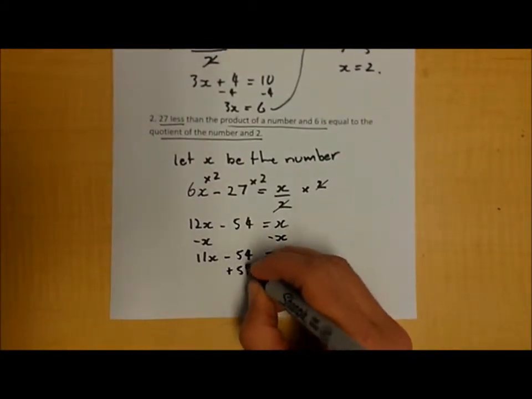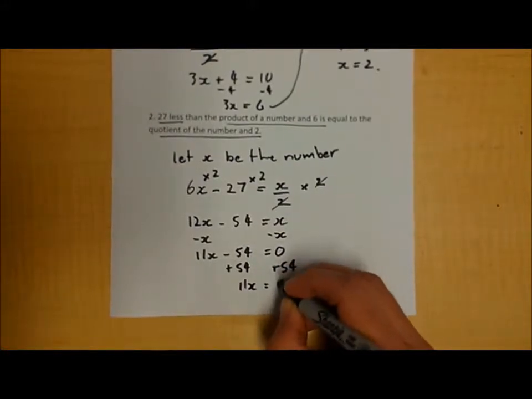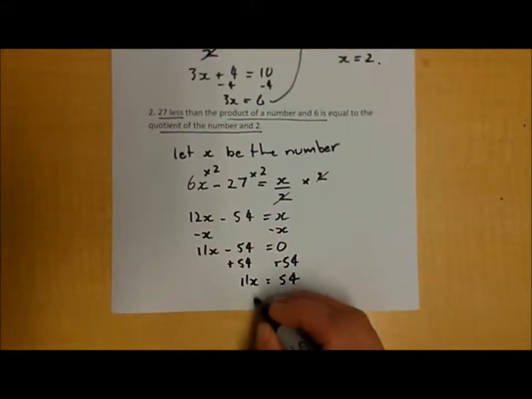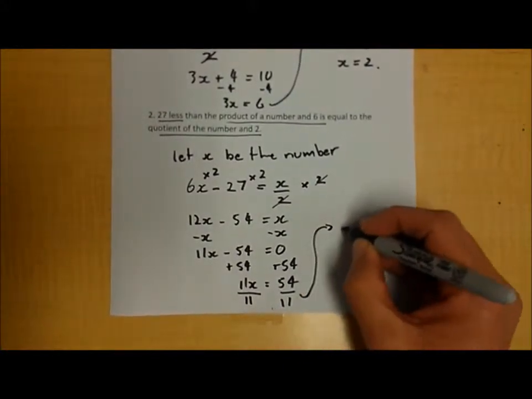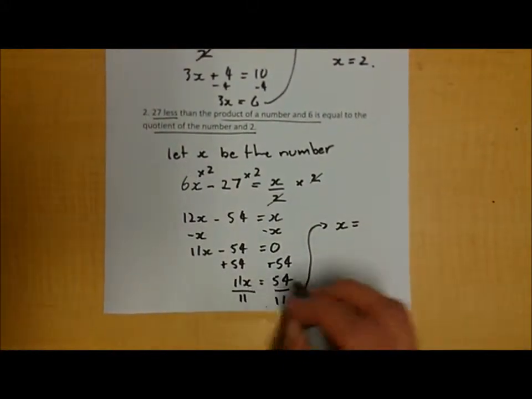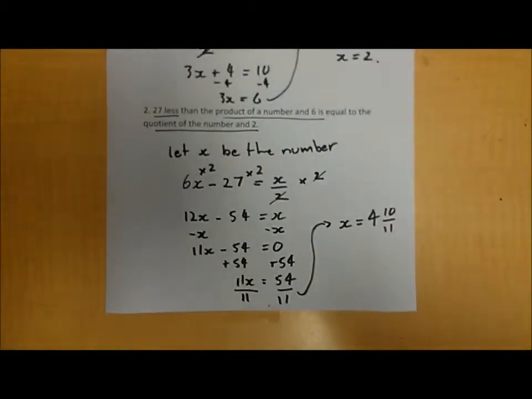Add the 54. 11x is equal to 54. Final step, divide by 11. Gives me my solution. X is equal to 4 and 10 11ths.